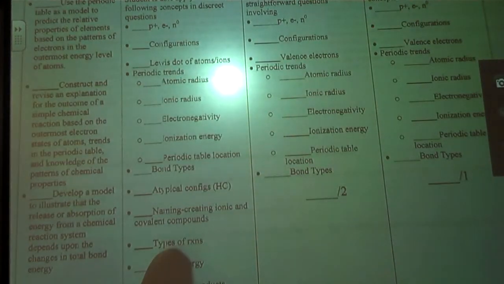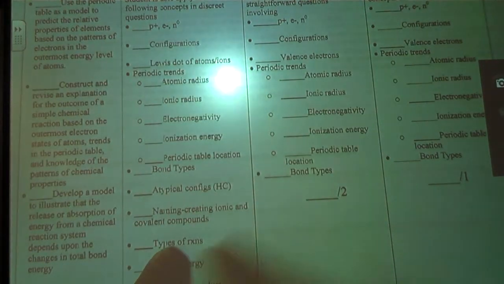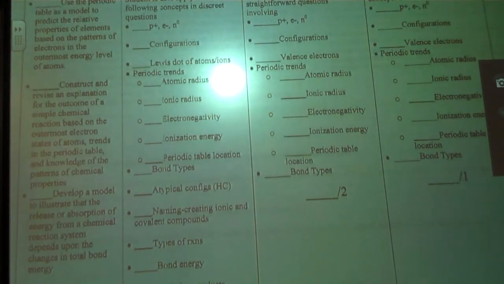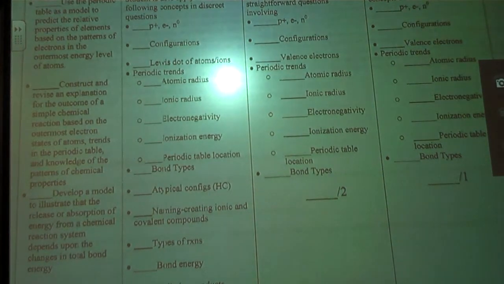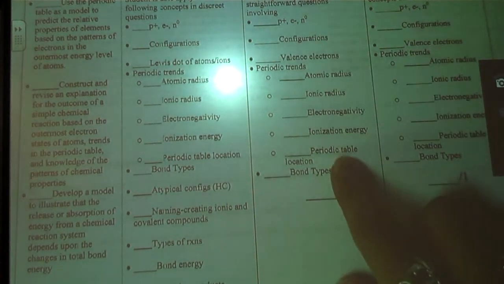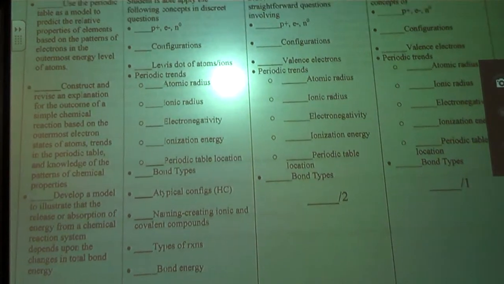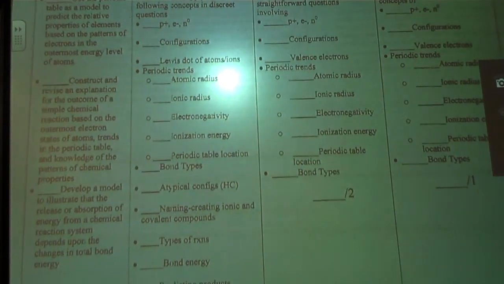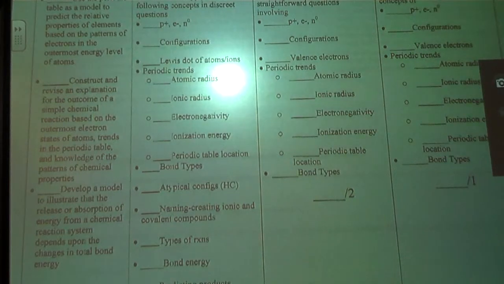There we go. Types of reactions is over here under intermediate concepts, where I don't have it under these introductory concepts, because I thought that was a little more difficult than just reciting atomic trends. But anyway, so this is my standard. This is my first chapter, if you will.